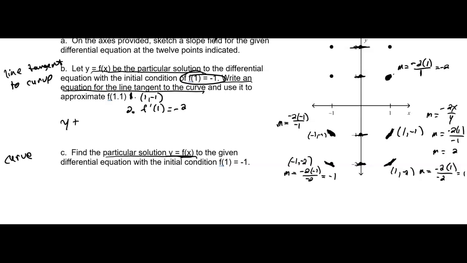We can then write our equation. Let me go ahead and simplify this. We got negative 2x plus 1. That's our line tangent. And then once we have that, we're going to use that to approximate the value at 1.1. So y of 1.1 would be negative 2 times 1.1 plus 1. And then we would present this as an approximation: the approximate value for f of 1.1 using our line tangent would be negative 1.2.